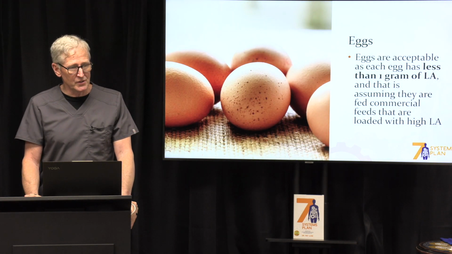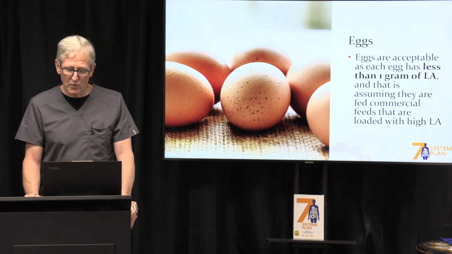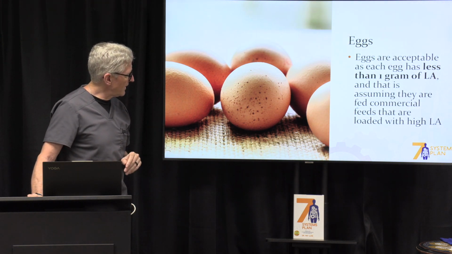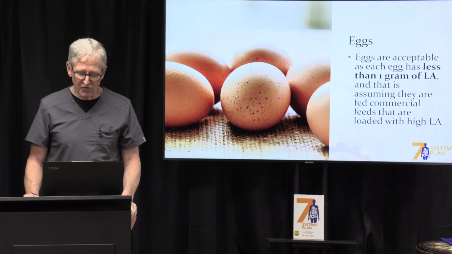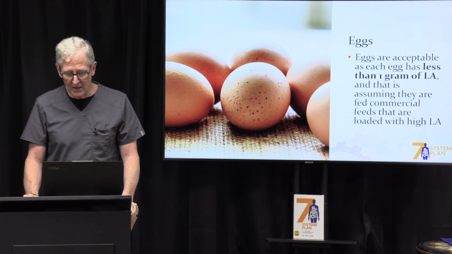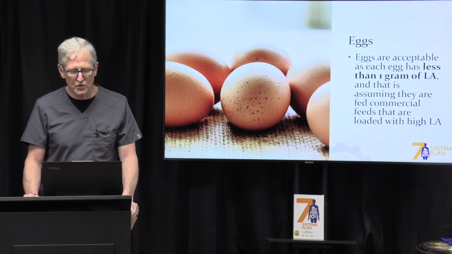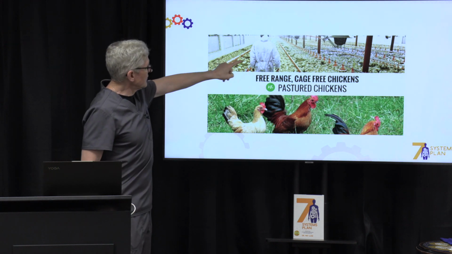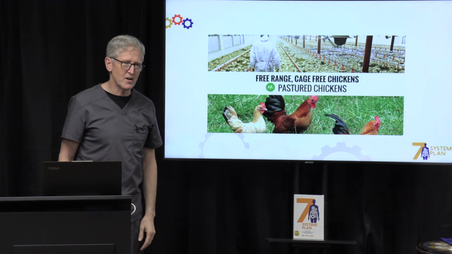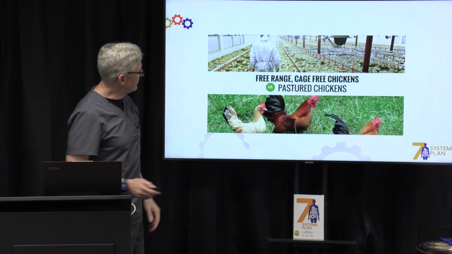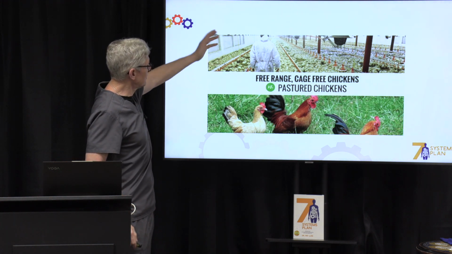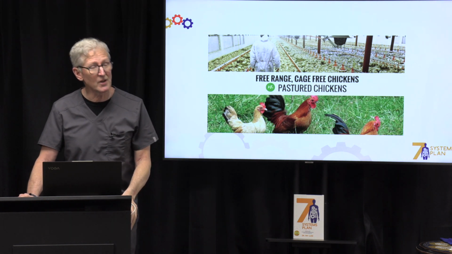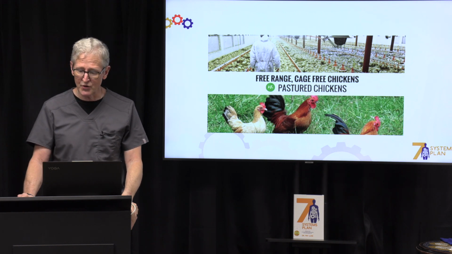So what about eggs? They come from poultry. Well, fortunately, they are acceptable because each egg has less than 1 gram of LA, and that is even if it is fed commercial feeds, like in these big places. But always try to get healthier eggs. This is free range. All right, there's not much free range in there, but that's what it is. Cage-free, free range, not much different than what's the other option, but pasture-raised chickens. Now they're running in the pasture, they're eating bugs, they're eating grass, much better.